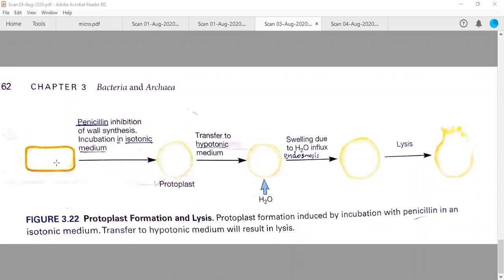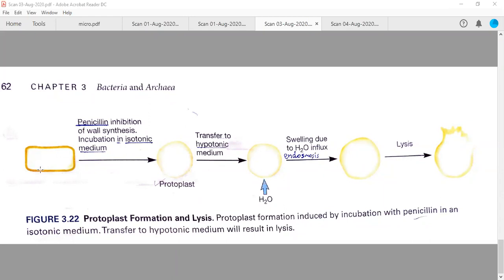Mostly the bacteria are found in four general shapes. One is coccus, one is rod shape, for example E. coli, and the others are vibrio and spirillum, or the helical shapes. Okay, so these are the basic shapes. Besides this, other bacteria also occur in some other unusual shapes, some exceptions.